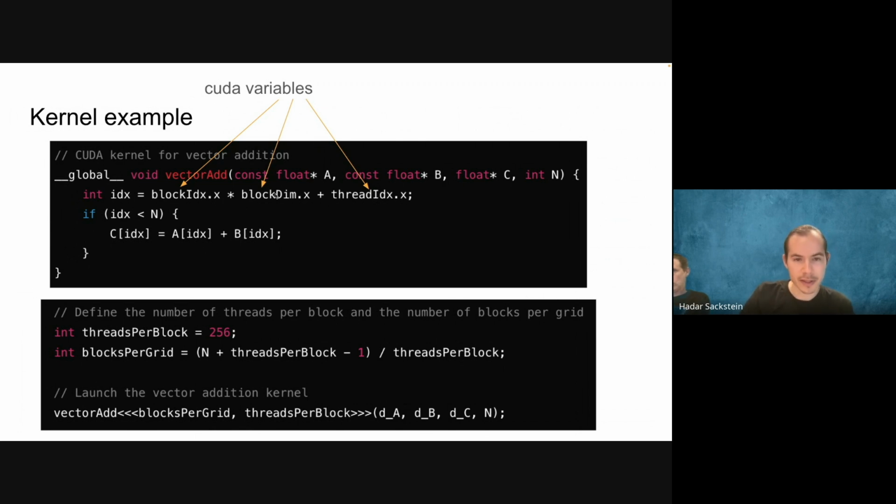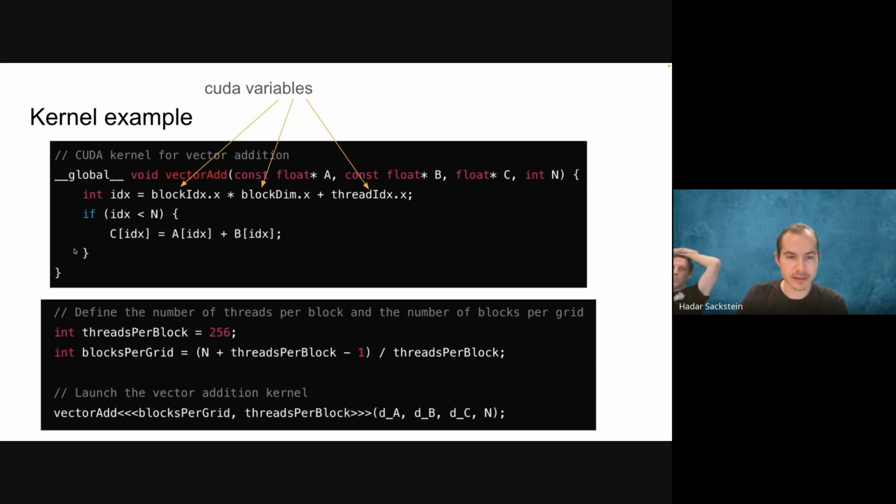So for example, the first element is from block 0 and its index is 0. So IDX will be 0 and we'll add the 0 elements. And then if we go to block 1, and let's say the block is 256 threads, then we will have 256 plus 0. It will take care of the 256 element.